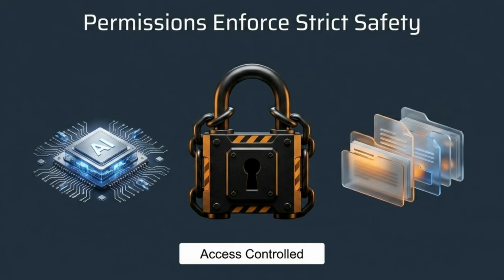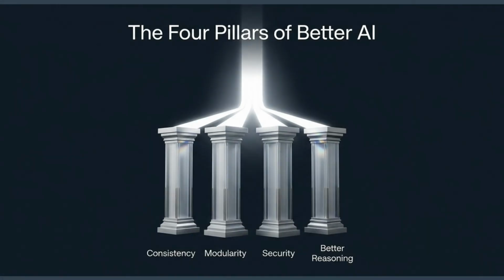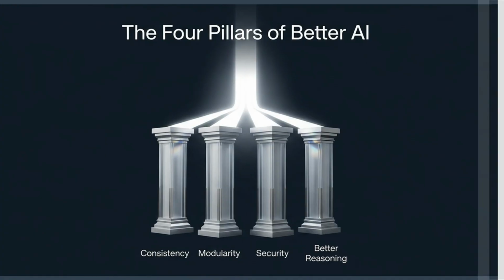Permissions are strictly enforced by the protocol, ensuring secure and controlled access to sensitive data and tools for the AI. MCP replaces traditional, free-form text prompting with structured context and systematic, standardized integration, making it highly scalable. The 4 pillars of better AI, supported by MCP, are consistency, modularity, security, and improved reasoning.